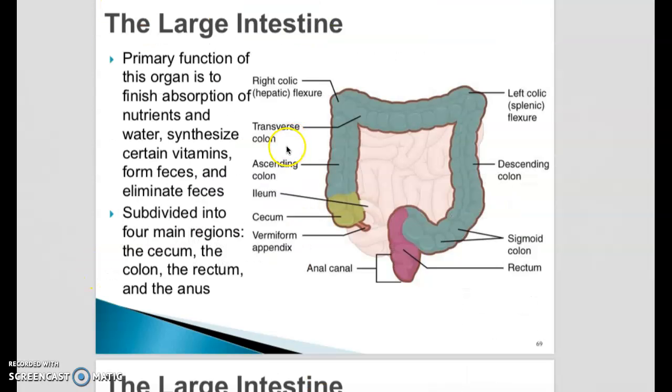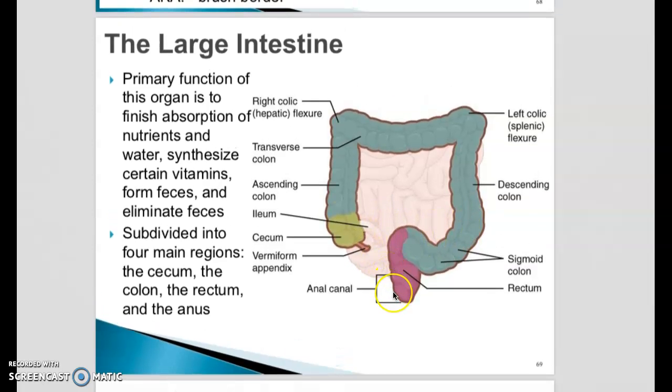From the small intestine, we of course go to the large intestine. The primary function of this organ is to finish absorption of nutrients and water, synthesize certain vitamins, form feces, and eliminate feces. It is subdivided into main regions: the cecum, the colon, and the rectum and anus. So this structure is the final process of the digestive system, which leads to getting all the nutrients in the end.